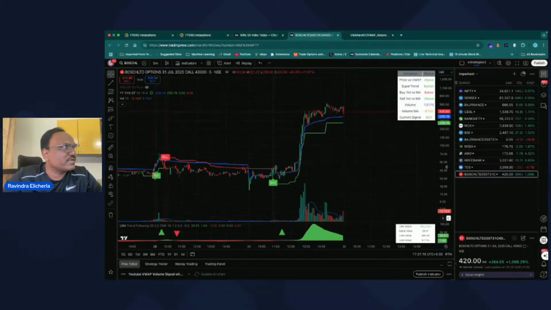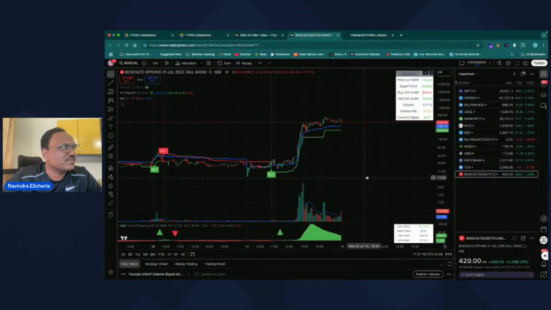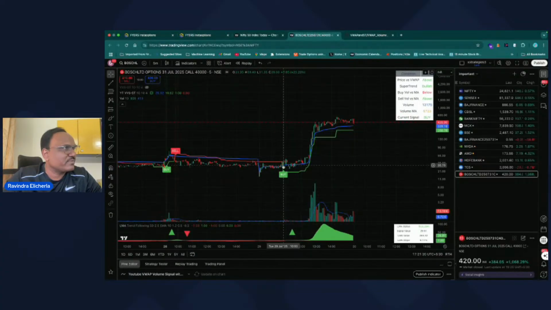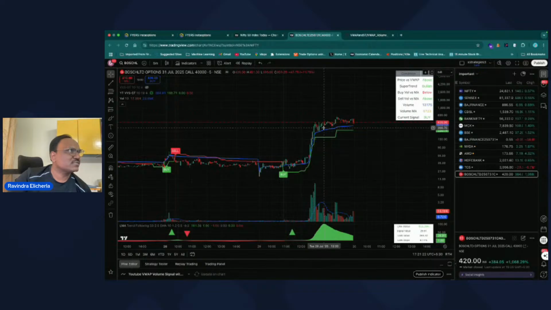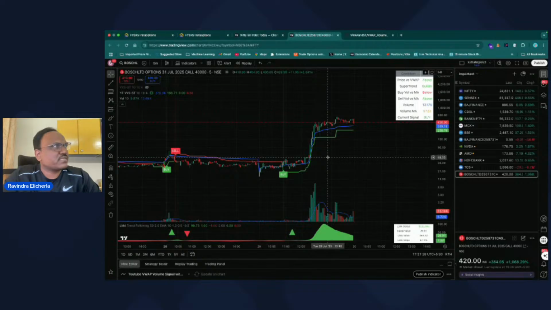Yeah, so here we got, obviously I did not trade, but we got a buy signal at about 10:50, and after that I think it gave good money. I think 32 to almost 433 rupees, which is a substantial move.